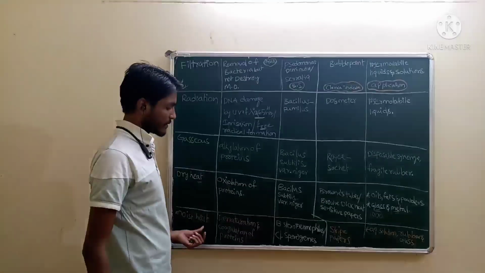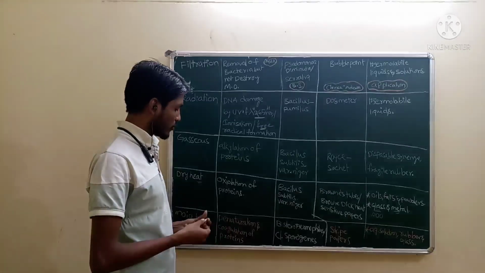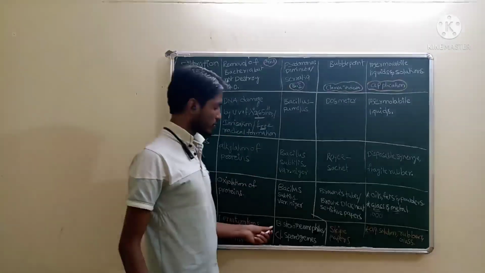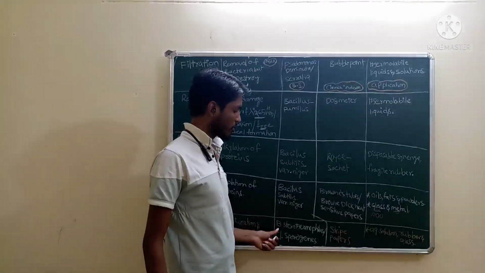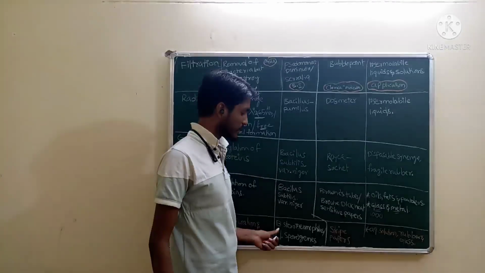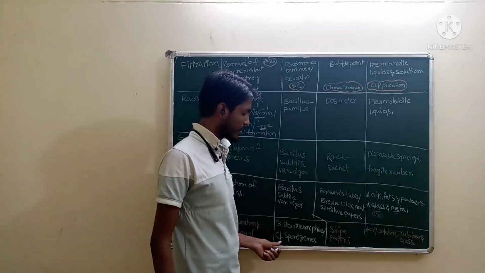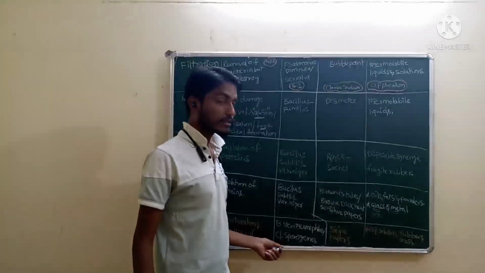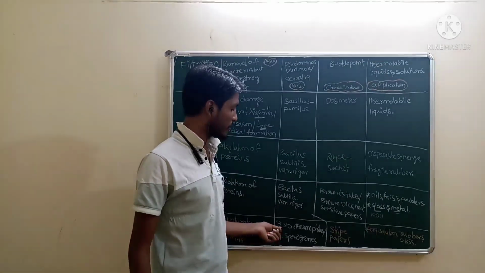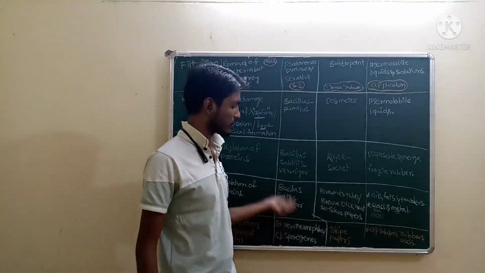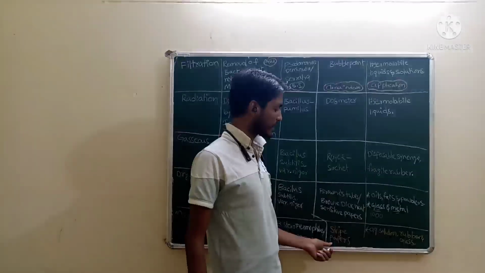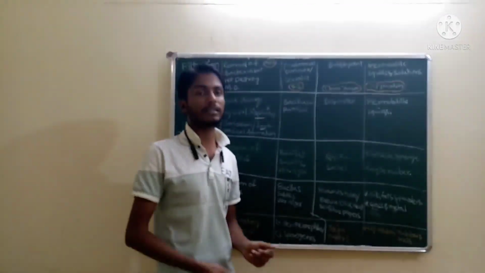Next one is moist heat sterilization. Mechanism: denaturation or coagulation of protein. What are the biological indicators? Bacillus stearothermophilus or Clostridium sporogenes. Chemical indicator: strip papers.